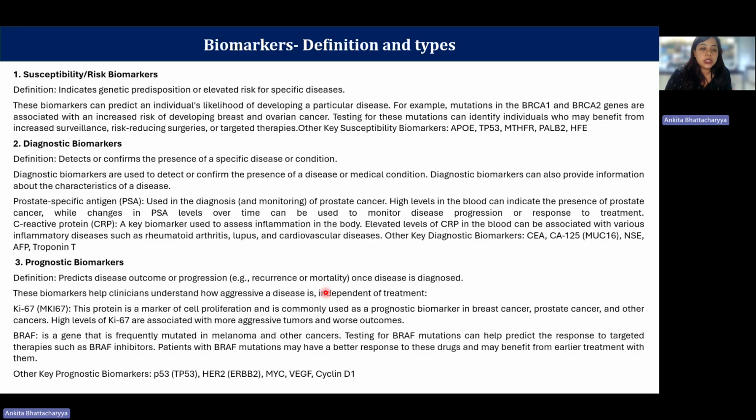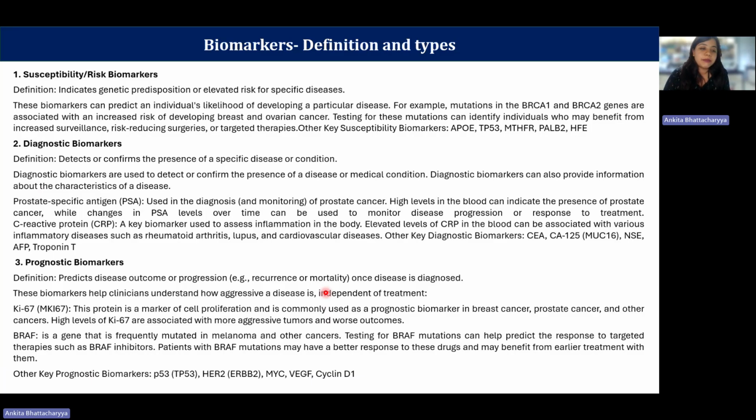Now, among the known ones, two very common prognostic biomarkers, especially the first one is very, very important, which is Ki67, also MKI67 is its alternative name. It is a marker of cell proliferation and is commonly used as a prognostic biomarker in general for any cancer, but specifically also in breast, prostate, and other cancers. So, more aggressive tumor, more Ki67 staining, and poorer outcomes.